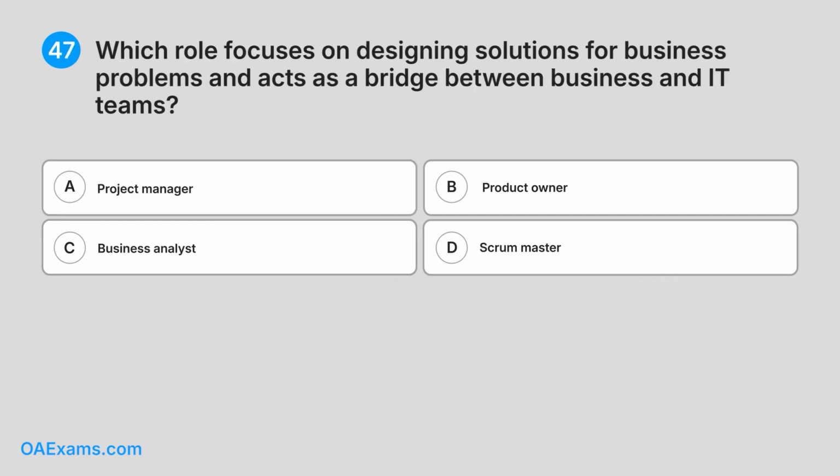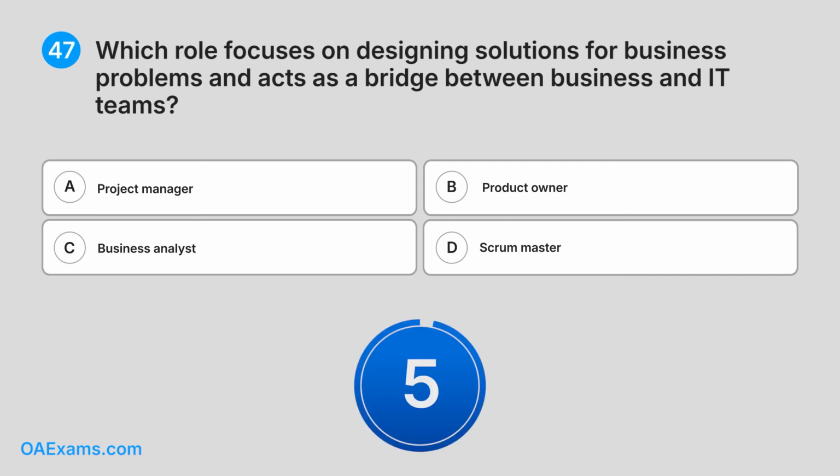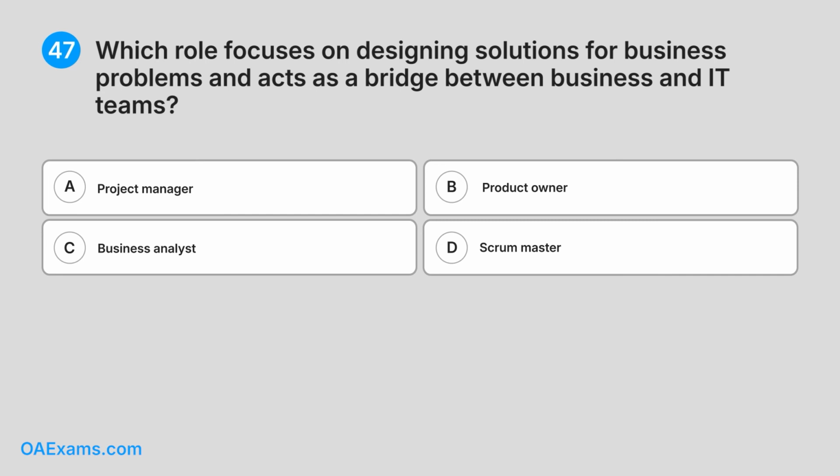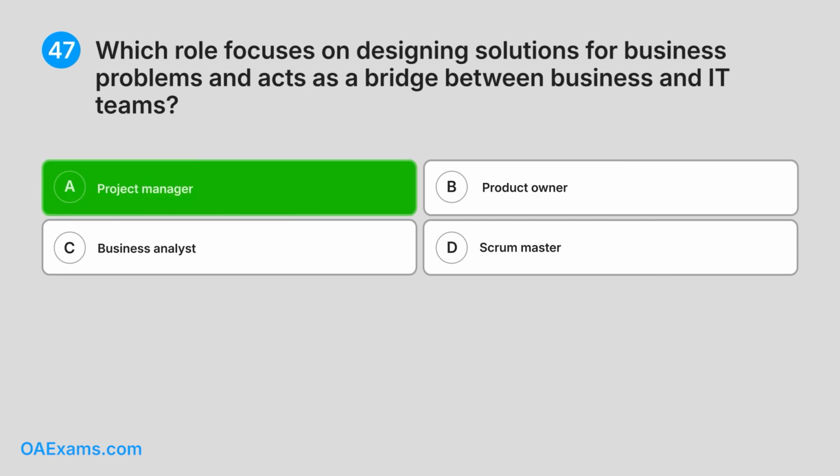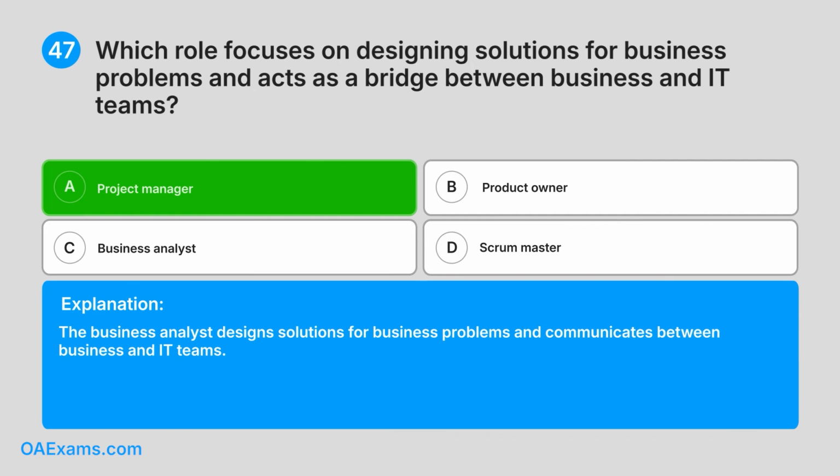47. Which role focuses on designing solutions for business problems and acts as a bridge between business and IT teams? A. Project manager. B. Product owner. C. Business analyst. D. Scrum master. Do you know the answer? Correct answer. C. Business analyst. Explanation. The business analyst designs solutions for business problems and communicates between business and IT teams.